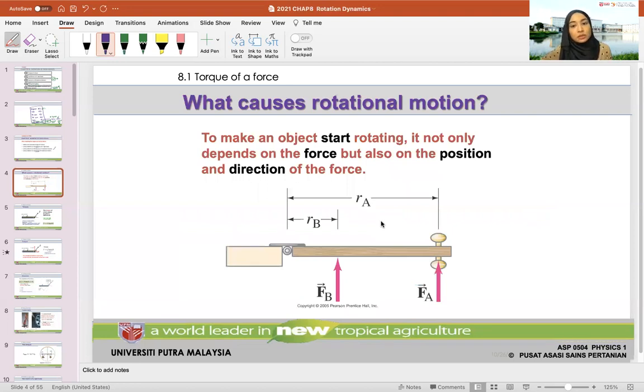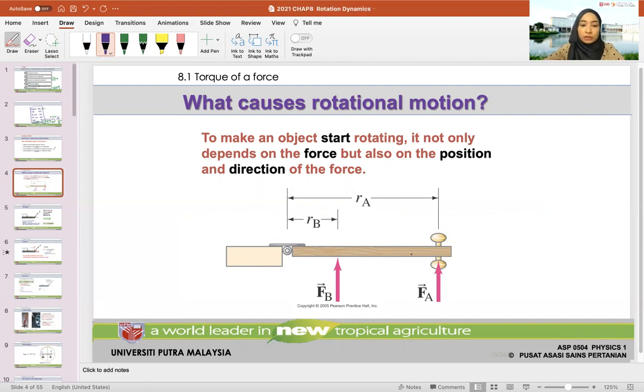Okay, so what causes rotational motion? I really like this chapter, but most students find it a little bit hard. I'm going to try my best to not make it feel that way because it's supposed to be fun. This is about torque. To make an object start rotating, it depends not only on the force, but also on the position and direction of the force. So this is our first statement here.